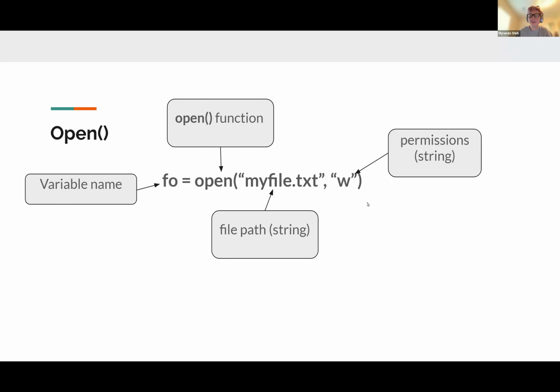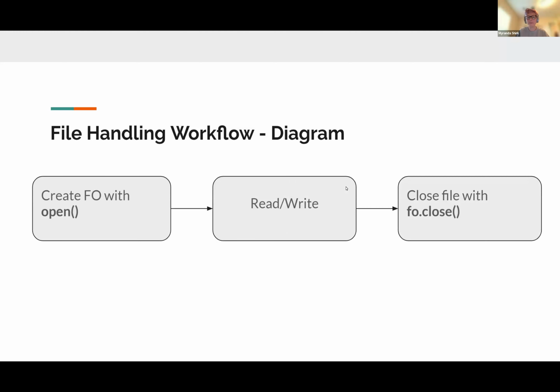And then we'll have A, which is appending. So I'll show you all of these, but this is just the basics of opening a file in Python. You're going to have your variable name, usually fo, and this open function. You're providing it the path to your file, and also what permissions you're giving it. So are you allowed to read it, edit it, delete it, whatever.